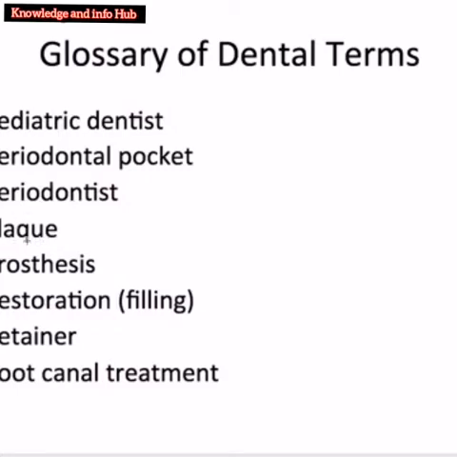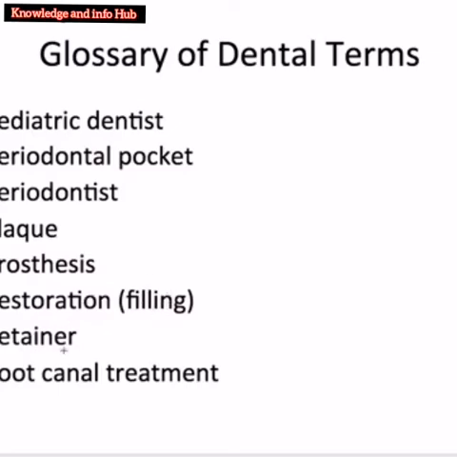Plaque is a sticky film of bacteria and other substances that coat the teeth every day. Brushing and flossing help remove plaque, and if not removed regularly, plaque can lead to the things we talked about before, like tooth decay and gum disease. A prosthesis is an artificial replacement of a tooth or teeth, or even missing soft and hard tissues. A restoration is a kind of treatment that repairs or replaces teeth, also called a filling.